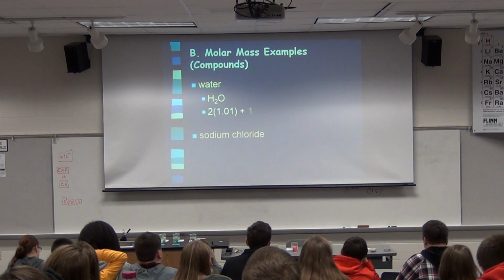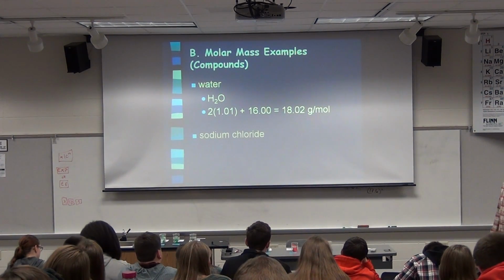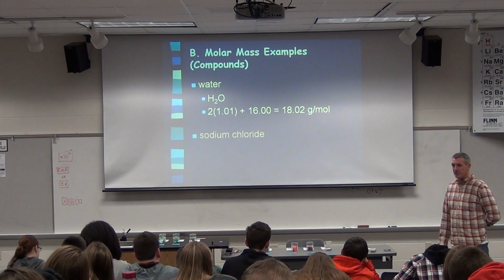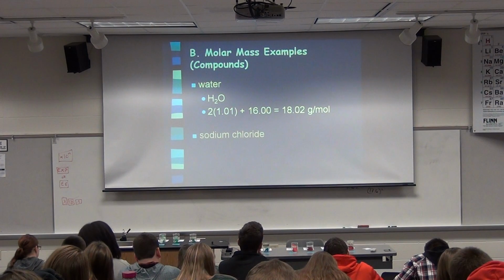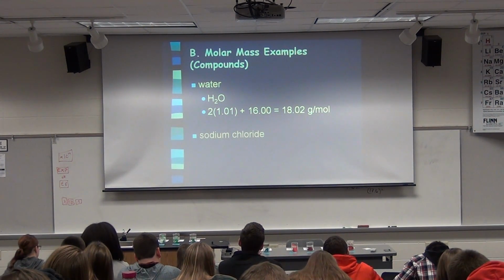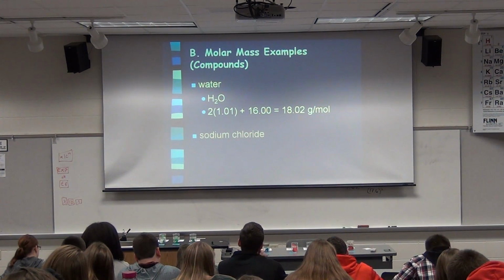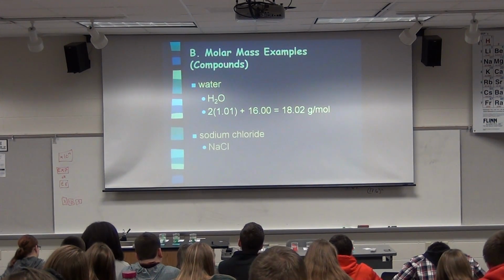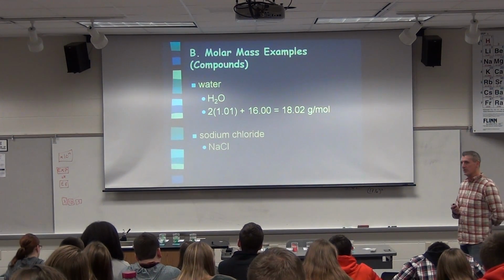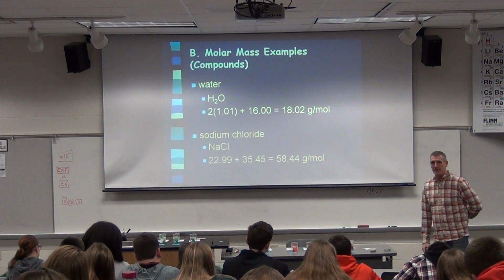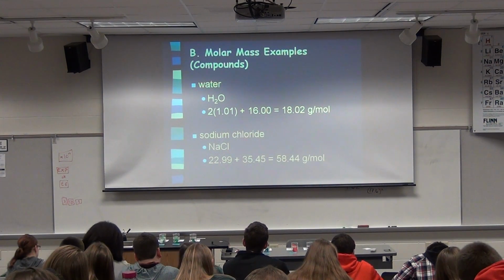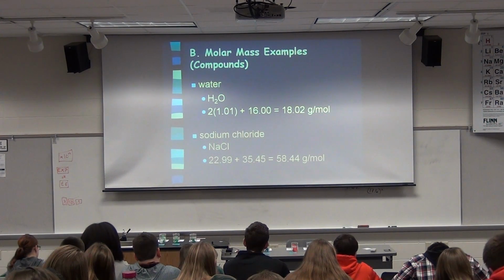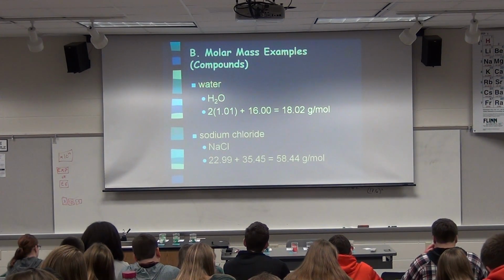There's 2 hydrogen and 1 oxygen, so we're going to multiply 2 times the atomic mass of hydrogen plus 1 atomic mass of oxygen. Same with sodium chloride, except here there's just 1 of each, so we look for sodium, 22.99, plus chlorine, 35.45, add them up, and that's the molar mass of our sodium chloride.